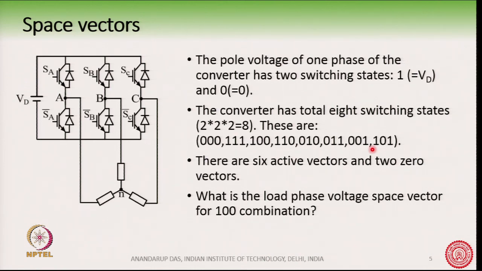Okay. Now, we can also understand that there will be a total of 8 switching states. Out of these 8 switching states, the 0 0 0 and 1 1 1 are called the 0 vectors, or 0 switching states. We will talk about these 6 active vectors and 2 0 vectors a little bit later when we talk about the space vector diagram. Now, what is the load phase voltage space vector for the 1 0 0 combination? These are the 8 switching states possible from the converter, and let us find out the load phase voltage space vector for any one of these combinations.